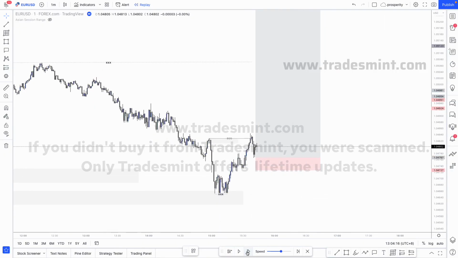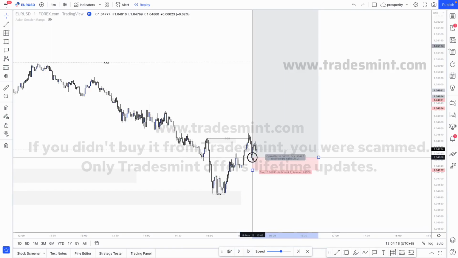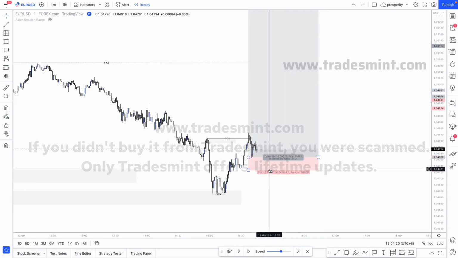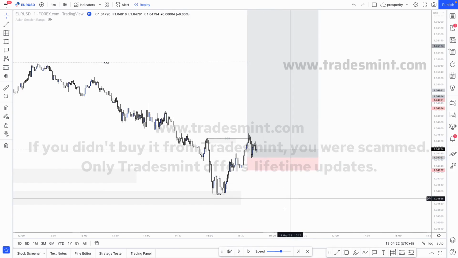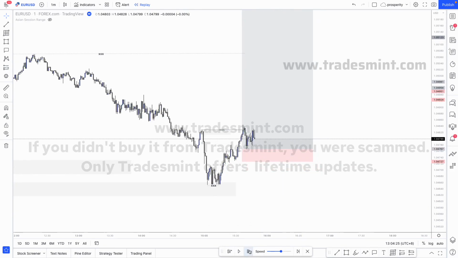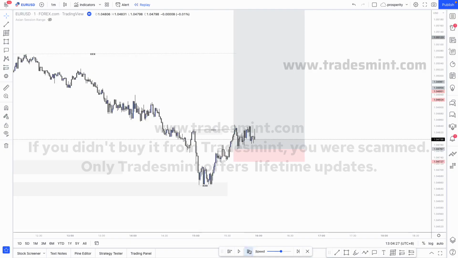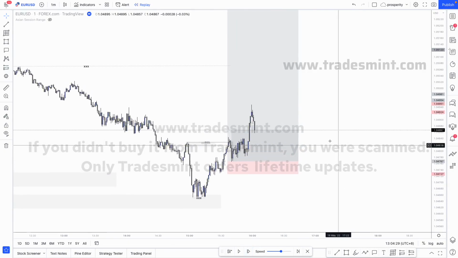So just playing price out, you can see that instantly we get tapped in. It's 4 pips, instantly tapped in. And then essentially we rock it off, right?